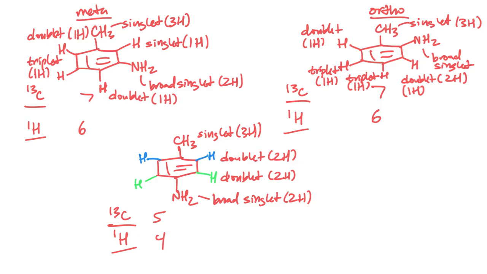So the proton NMR will look unique for all of them, based on looking at the neighboring hydrogens, how does that affect the signal multiplicity? So we've differentiated the meta and the ortho based on that analysis. And then the para one is only going to have those 2 unique signals in the aromatic region.